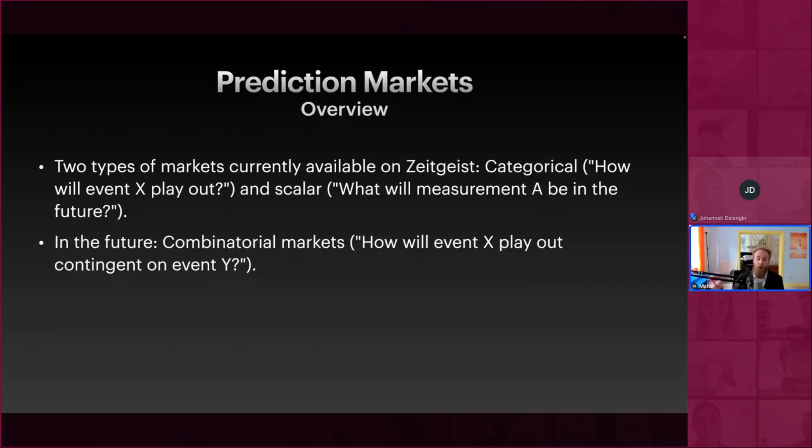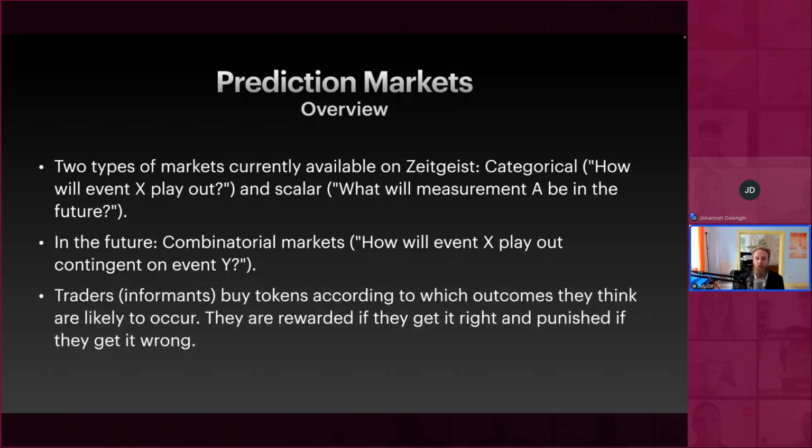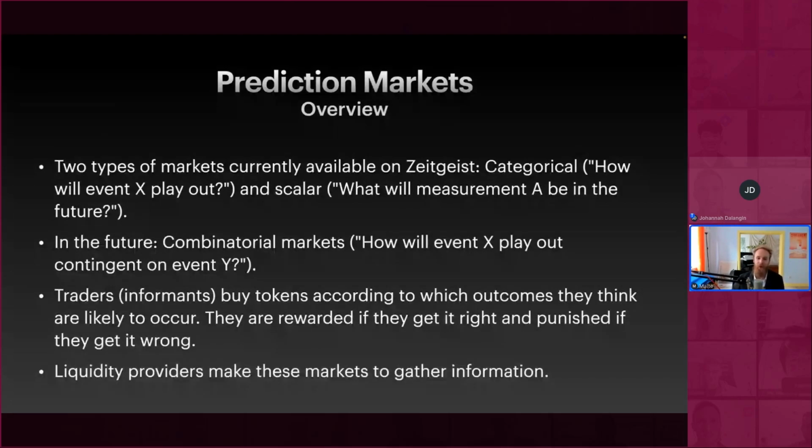We call the people who trade on our markets informants. They buy tokens according to which outcomes they think are likely to occur. They're rewarded if they get it right, and punished if they get it wrong. This way we create useful predictions. And there's another side of that bet: liquidity providers, who make the markets. They do this to gather information, to make the entire process possible.